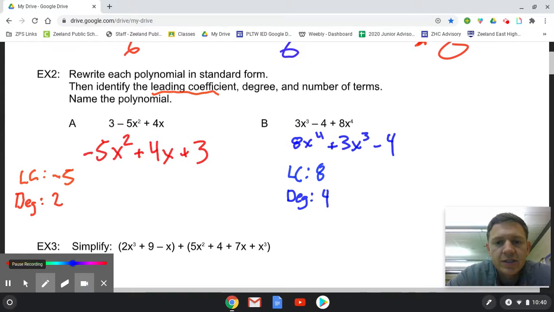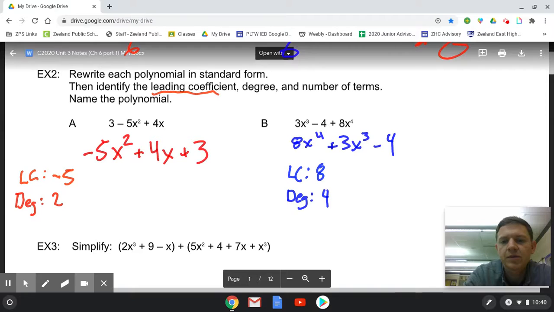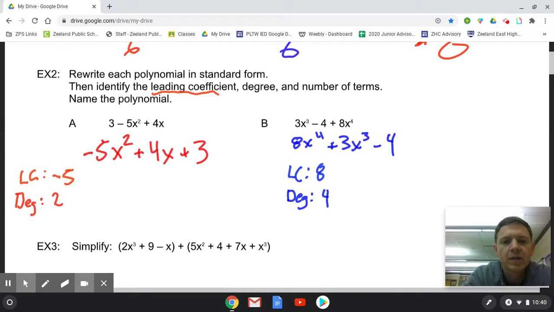Then according to directions, I need to give the number of terms. I'm not going to write this down, but the first one, we can see that there are 1, 2, 3 terms. The second one, there are 1, 2, 3 terms as well. And the last thing I want to do is name the polynomial. In this one, we have 3 terms, thus this would be a trinomial. It's also a quadratic. So trinomial or quadratic.